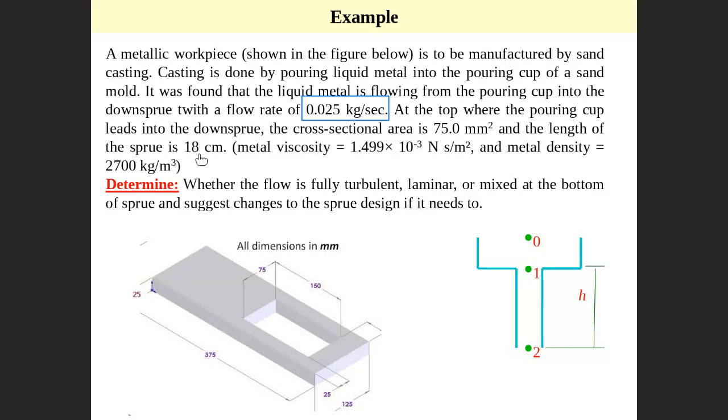And the length of the down spiral is 18 centimeter. H is given here. This is the down spiral, and it is 18 centimeter. Material viscosity is given, and density is given.